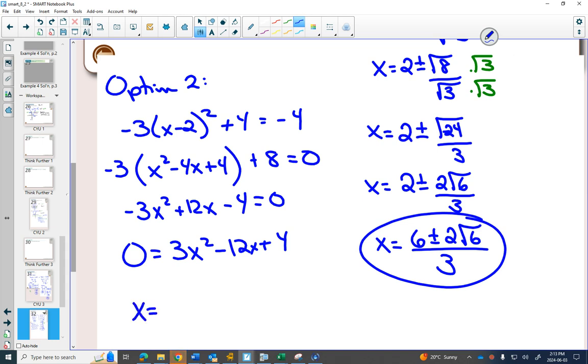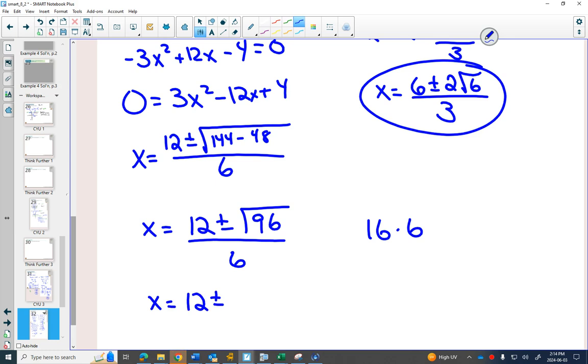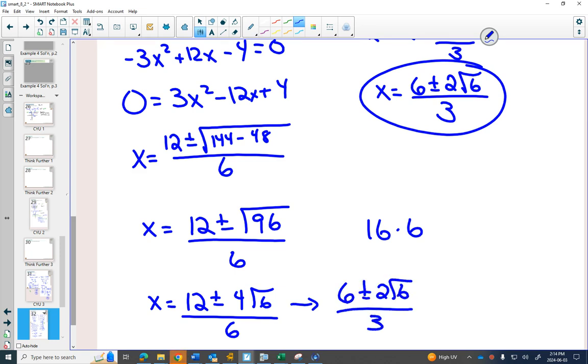Quadratic formula. So your x is going to equal negative b, which would be positive 12, plus or minus the square root of b squared, 144, minus 4 times a times c, which is 48, over 2 times a, which is 6. It's supposed to look the same as that other answer. Well, first of all, I'm going to subtract the 48 off there, and you see that you would get 96. And you'd have to simplify 96. Does anybody know that 96 happens to be 16 times 6? So then this becomes 12 plus or minus the square root of 16 is 4 root 6 over 6. And because all the terms can be divided by 2, you would get 6 plus or minus 2 root 6 over 3.